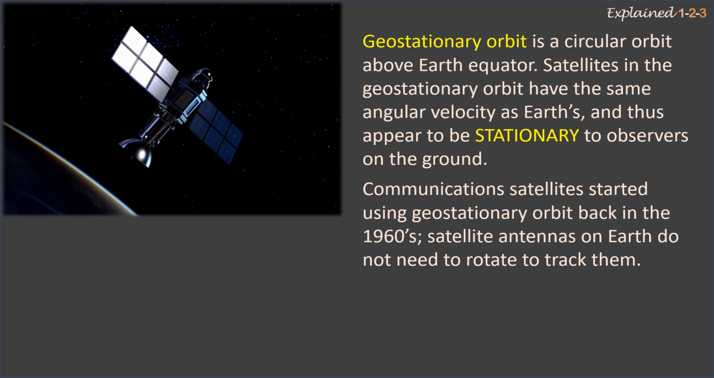Satellite antennas on Earth do not need to rotate to track them. Geostationary orbit remains a popular orbit today, for weather and GPS usage as well. But, what is the altitude of this geostationary orbit?